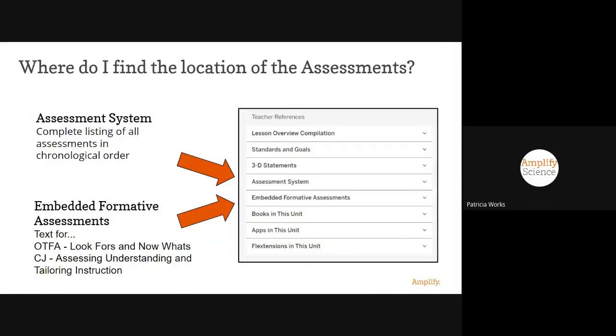Okay, so where do we find the location of all the assessments? Well, there are 2 unit documents that give you detailed information about the assessments: the assessment system document and the embedded formative assessments. The assessment system contains a complete listing of all assessments in chronological order, and the embedded formative assessments contains the complete text for any of the on-the-fly assessments with look for and now what sections, and the critical juncture assessments with assessing understanding and tailoring instruction sections.